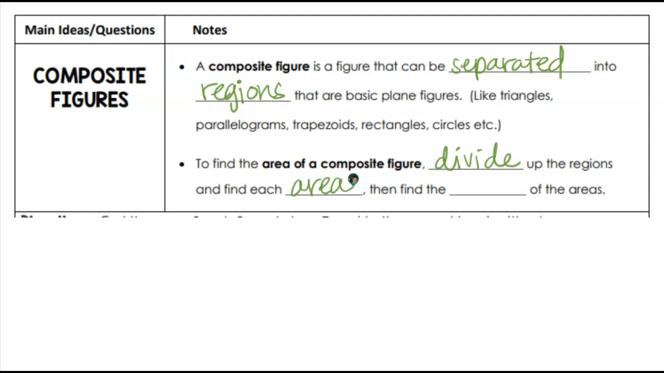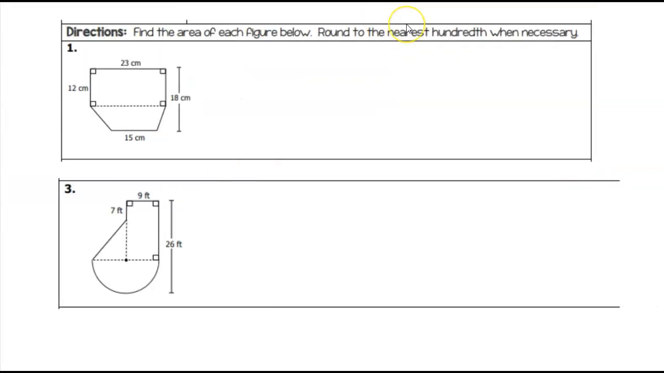Then find the sum of the areas. We're going to break it apart into those shapes we were already finding the areas of, and then we're going to end up adding them up. All right, so let's get right into it.